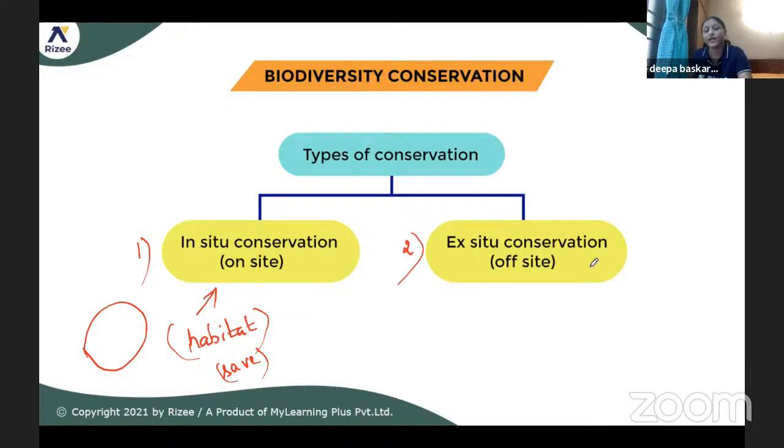So for that, the biologists selected ex-situ conservation. That is, they remove the species from their habitat and protect them in other ecological systems, that is, artificially created ecological systems. They used to protect the endangered species. Clear? So let us see one by one.